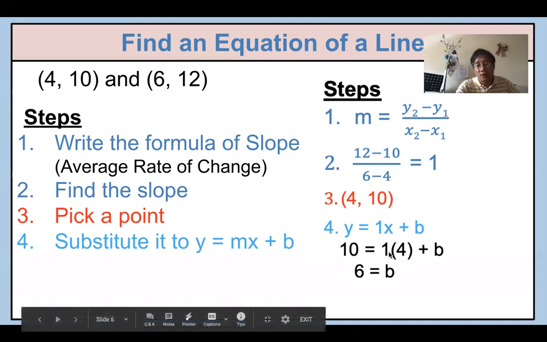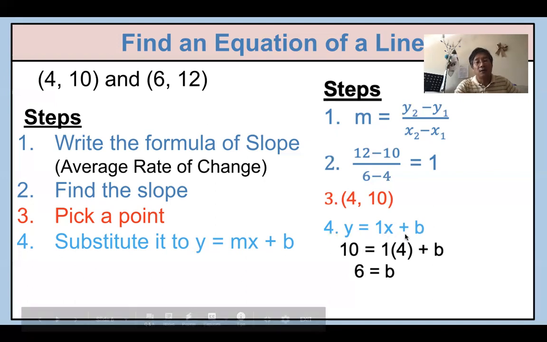So 4 times 1, you should move to the left side. How do you move it? By subtracting 4, inverse operation. So 10 minus 4 is 6. So b is 6. So you got the equation. You plug in here. So y equals 1x plus 6.